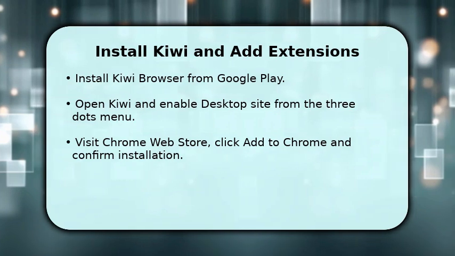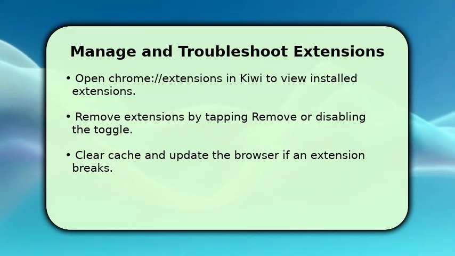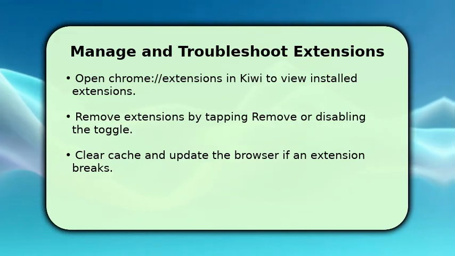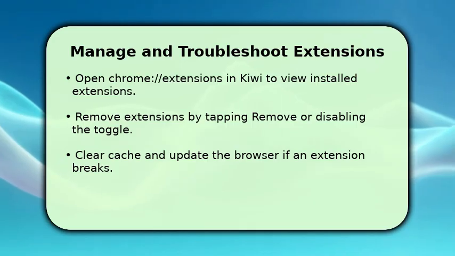Open chrome://extensions in Kiwi to view installed extensions and settings. Use the toggle to disable an extension temporarily for testing and troubleshooting. Remove extensions by tapping Remove when you want them gone entirely.